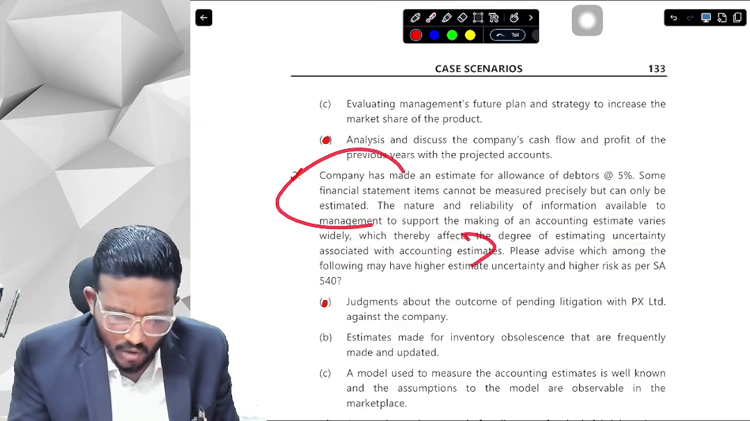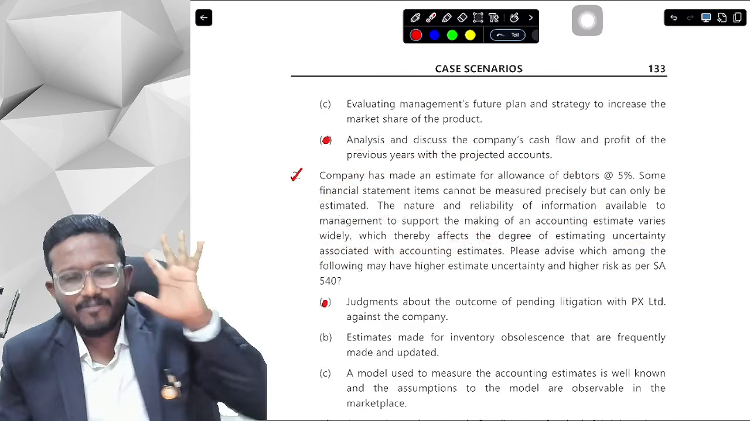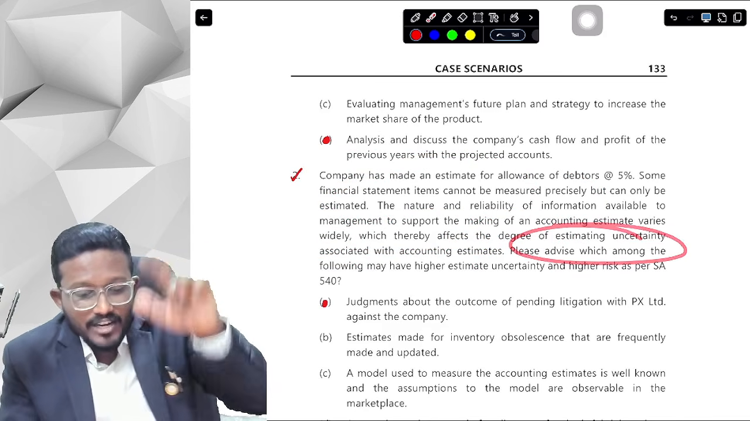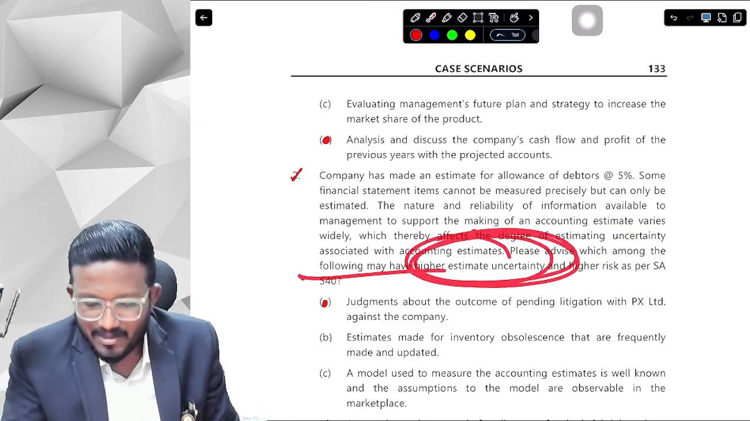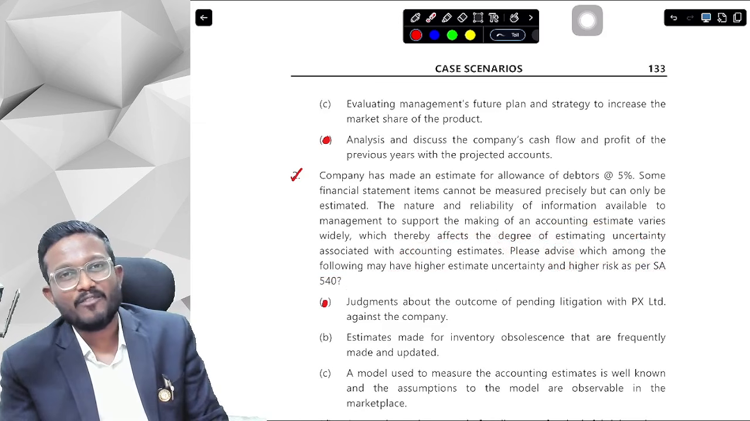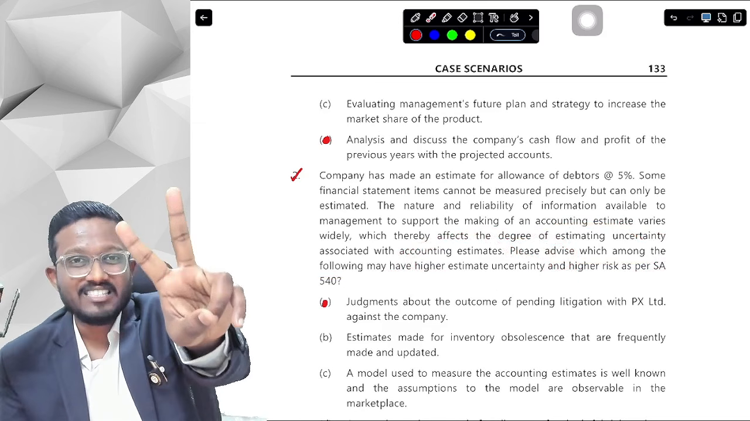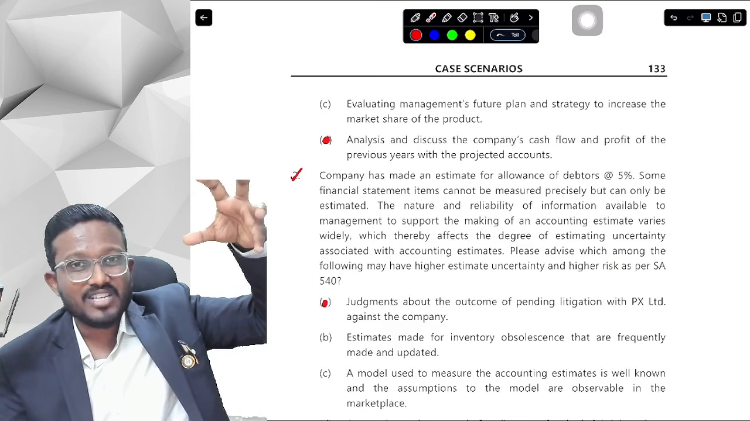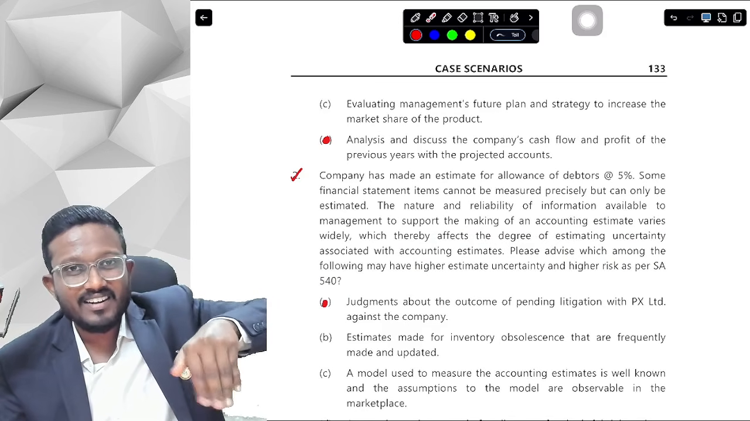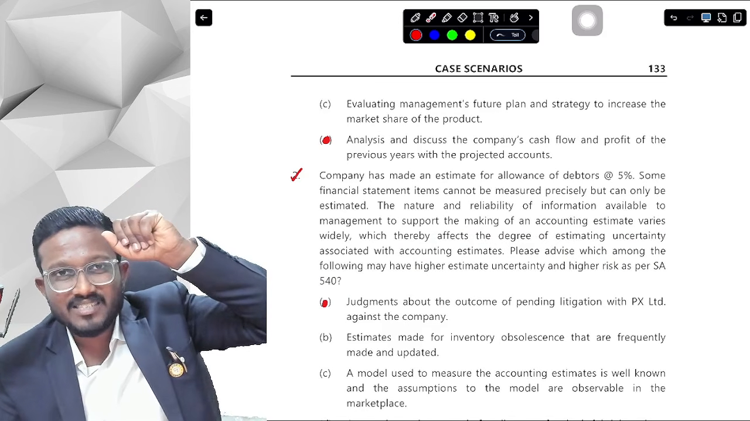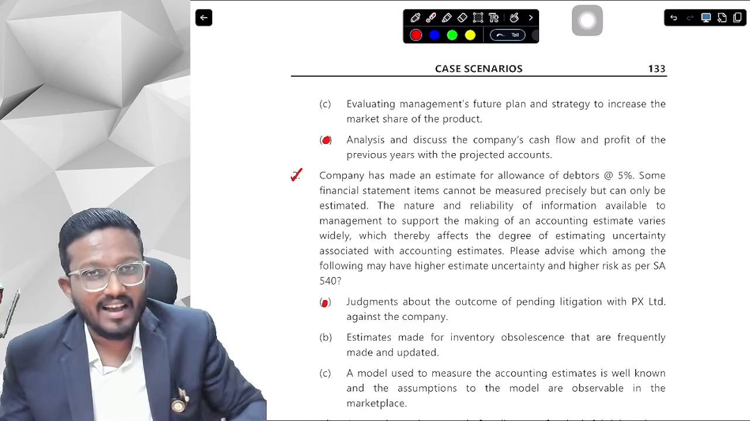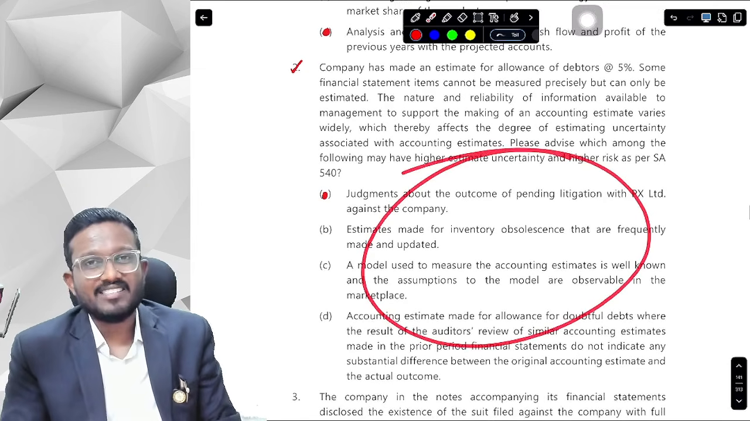You can just ignore whatever is being said over here. You just have to listen that please advise which among the following may have higher estimation uncertainty and higher risk as per SA 540. We discussed two types of accounting estimate in SA 540. One was which having the lower estimation uncertainty, and one was which was having higher estimation uncertainty. So we have to identify which is having higher estimation uncertainty.